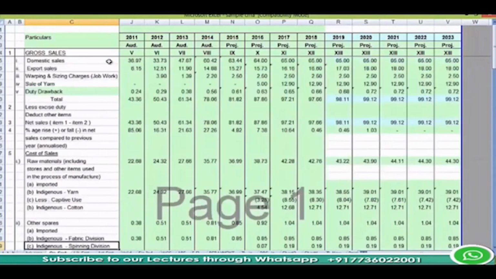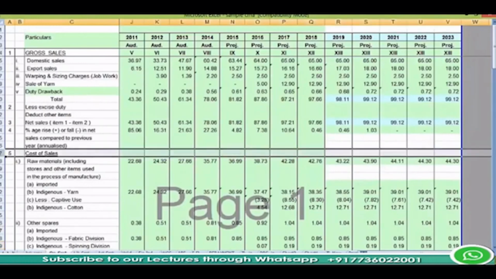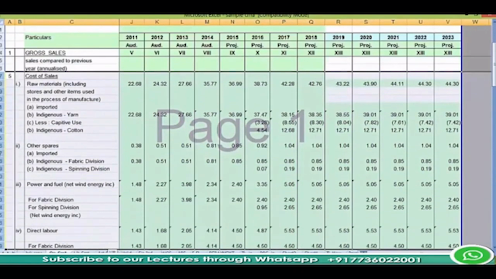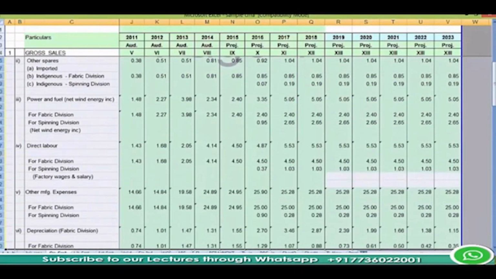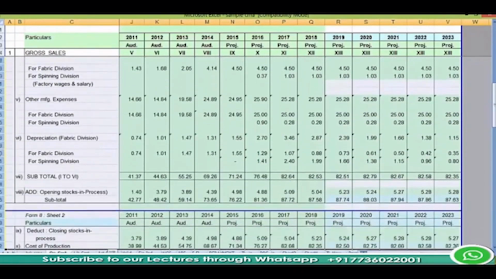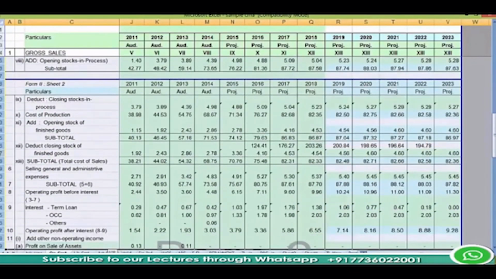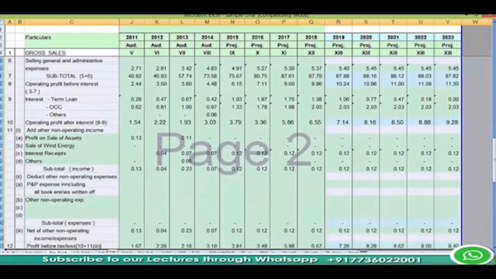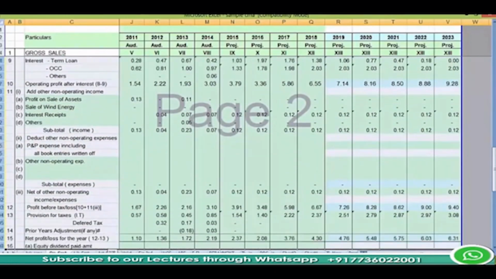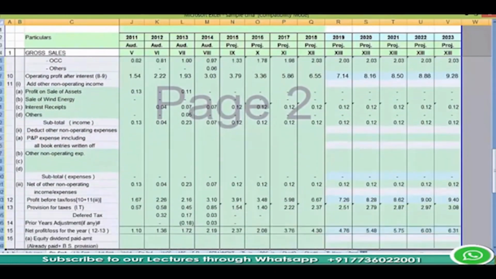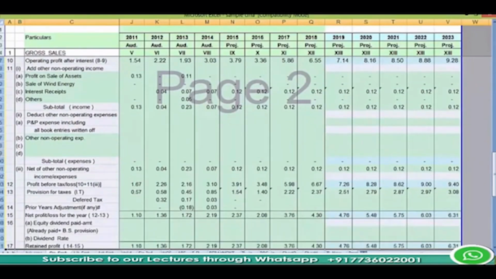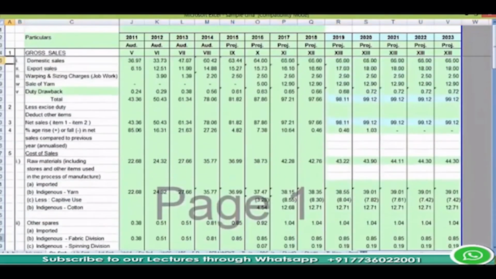So it starts with gross sales, and it talks about various expenses from this point, expenses like raw material, other spares, power and fuel, direct labor, other manufacturing expenses, depreciation, then stock movement, selling and general expenses, interest expenses, then operating and non-operating incomes. Then finally it talks about the profits and the tax component, and what is paid as dividend and what is a retained profit. We will understand all this concept one by one in the subsequent sessions, but this is how a typical CMA will look like, which is basically an Excel document. So this is the first input sheet.